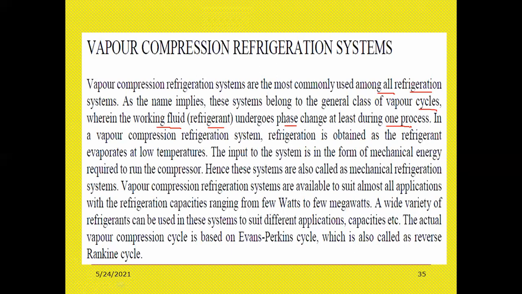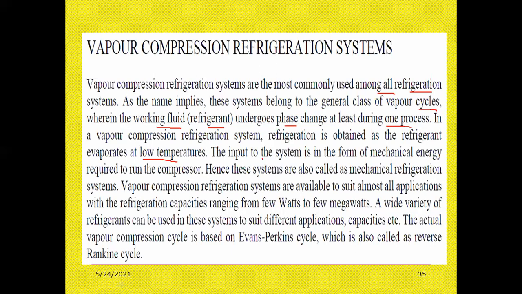So in the vapor compression system, the refrigerant evaporates at a lower temperature. It will get evaporated at very low temperatures. Whenever the cycle is processing, that is 1 to 2, 2 to 3, 3 to 4, and 4 to 1, here the refrigerant evaporates at lower temperatures.